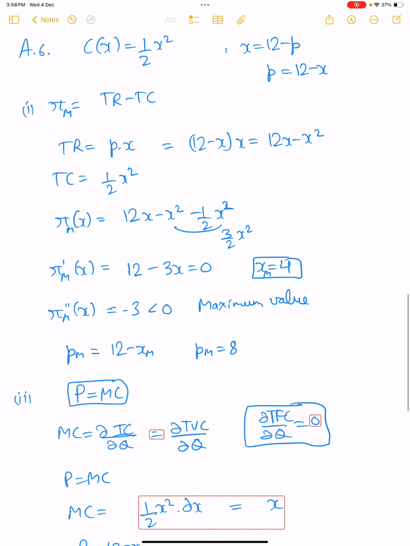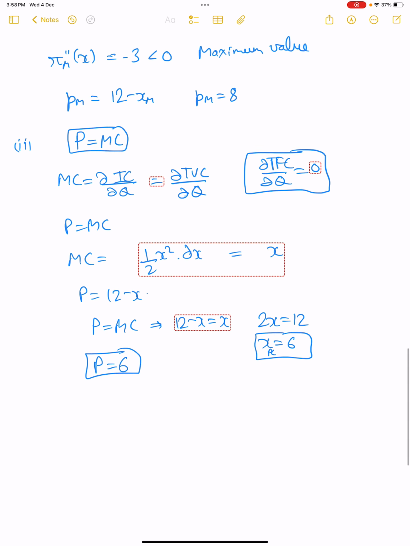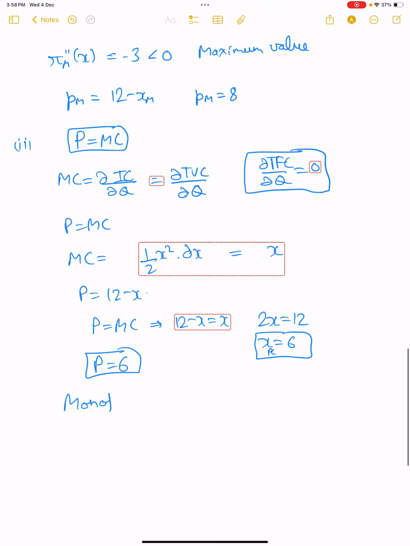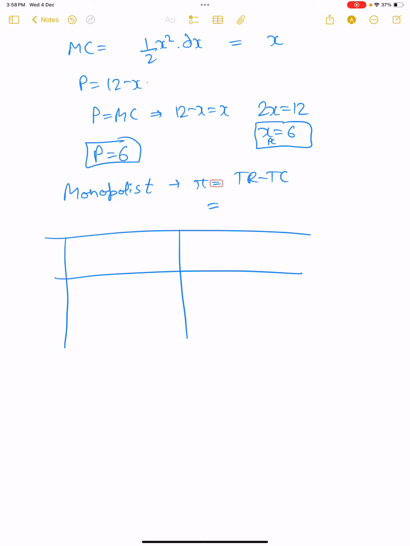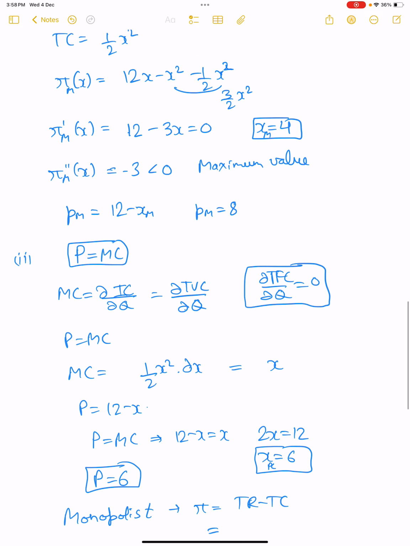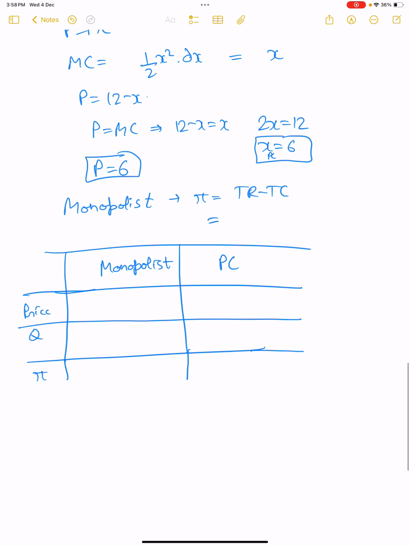So now comparing the profits of the monopolist and the firm in the case of perfect competition. In case of the monopolist, the profit level is total revenue minus total cost. Okay, I'll draw a table first. This is for the monopolist and this is in case of perfect competition. Price, quantity, and then profit.